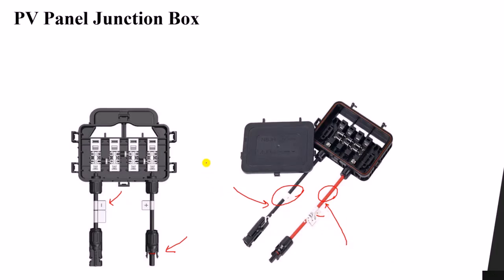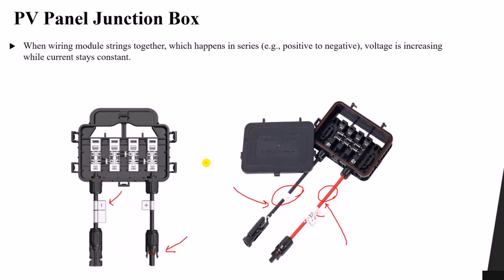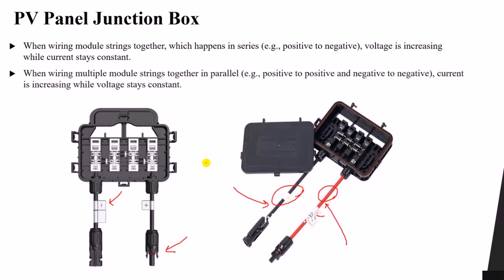Okay, so when wiring module strings together, which happens in series, positive to negative, the voltage is increasing while current stays constant. While wiring multiple module strings together in parallel, positive to positive, negative to negative, current is increasing while the voltage stays constant. Okay, so if you remember, what does this mean?